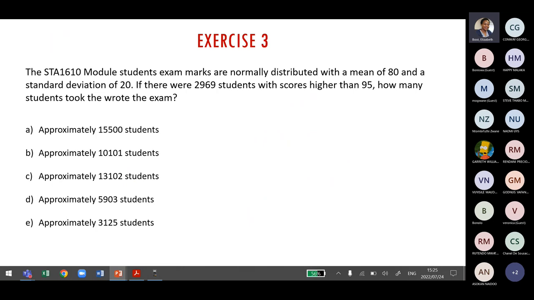Okay, this one I will do with you as well. The STA 1610 module students' exam marks are normally distributed with a mean of 80 and a standard deviation of 20. There are 2,969 students with a score higher than 95. How many students wrote the exam?